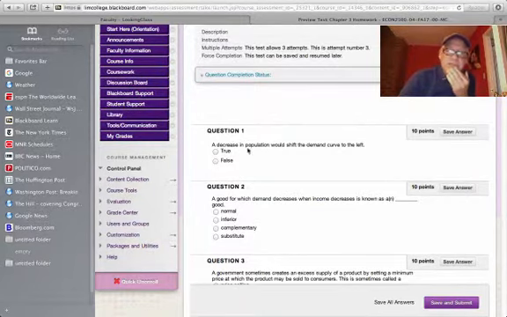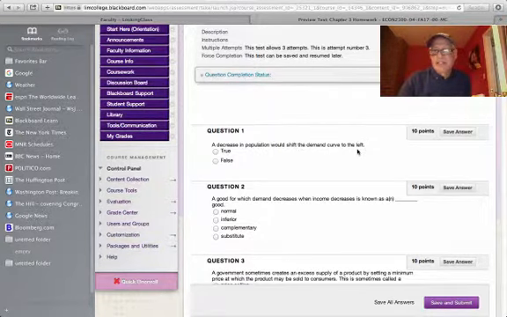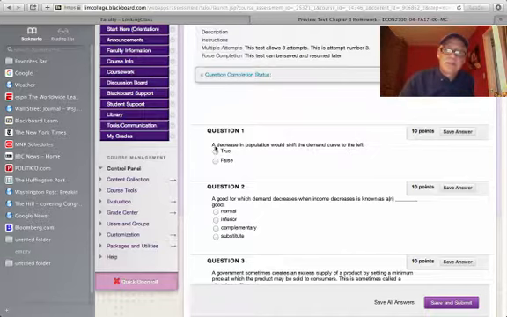Question 1. A decrease in population would shift the demand curve to the left. And again, fewer people buying stuff is not good news. Bad news will shift these curves to the left, and that will be true.